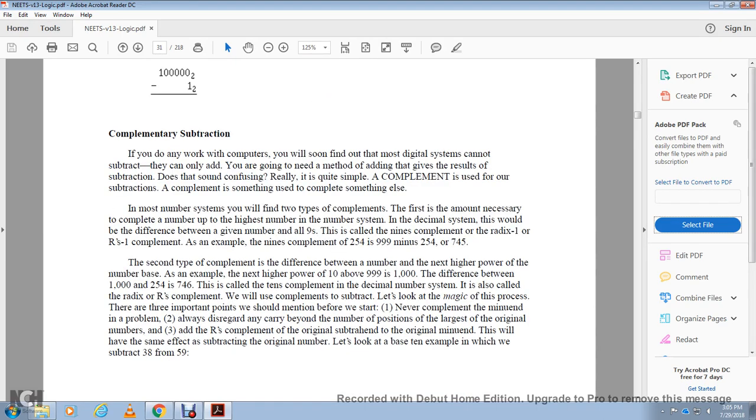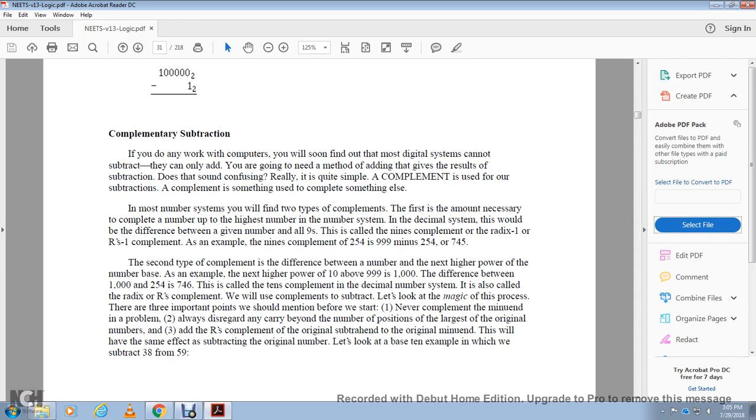All right, complementary subtraction. If you do any work with computers, you will find out that most digital systems cannot subtract. They can only add. They use the method of adding to give the result of subtraction. It really is quite simple. The complement is used for subtraction. The complement is something used to complete something else.